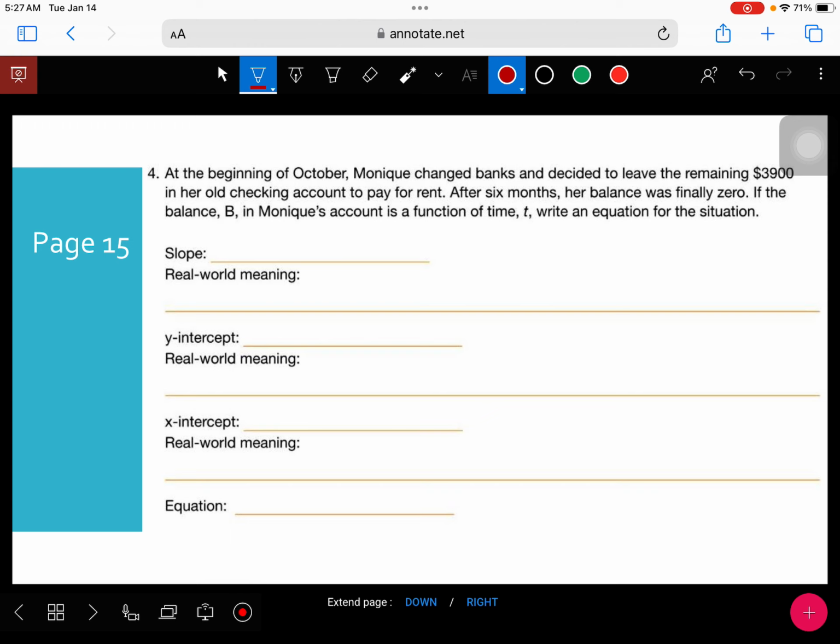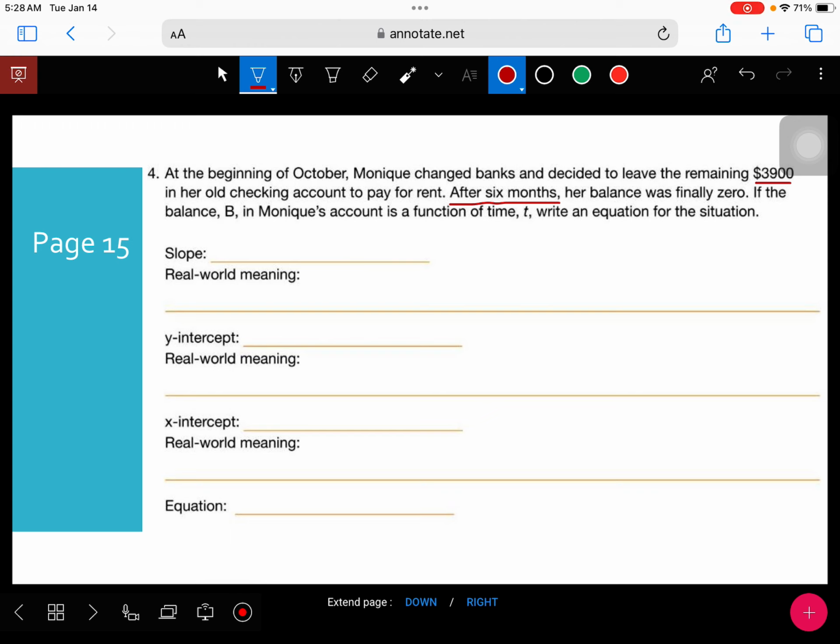Beginning of October, Monique changed banks, decided to leave the remaining $3,900 in her old checking account to pay for rent. After 6 months, her balance was finally 0. If the balance B is a function of time, write an equation for the situation. Okay, so she had $3,900. After 6 months, her balance was 0. If the balance B is a function of time, write an equation.